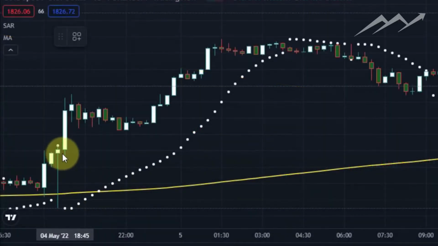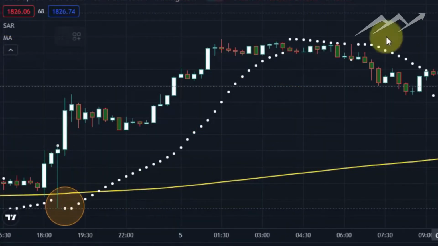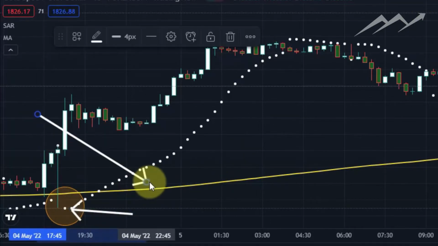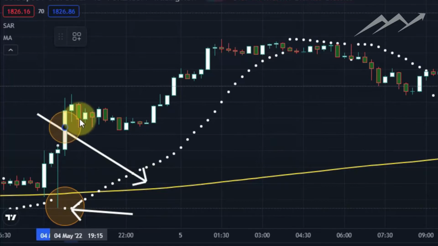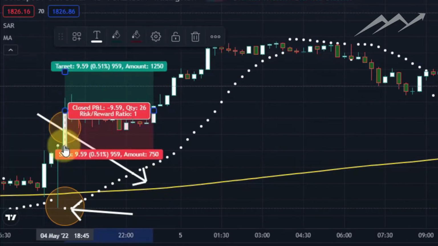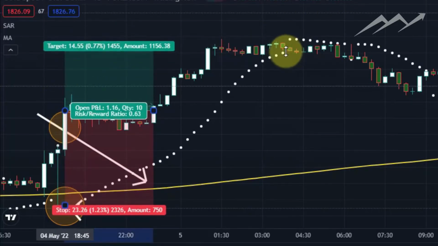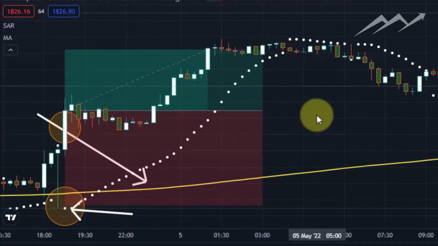Here's an example. The price is above the 200-period moving average, so we are only looking to buy. The dots flipped below the candle in this long setup. We could have entered a long position when the dot appeared below the candle for the first time. Our stop loss would have been just below the dot.